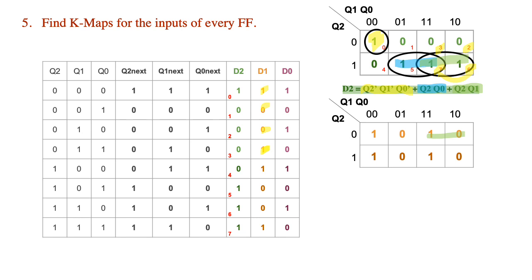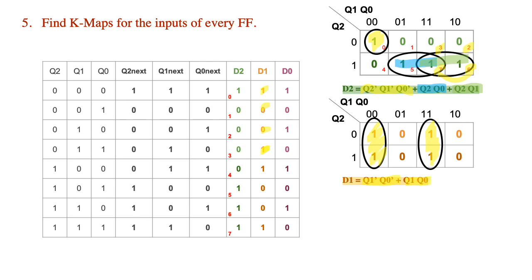Now, going back to the K-map of D1, we can group the ones that we have. We can group these two together and these two together. This will result in a Boolean expression for D1, so that D1 is going to be equal to Q1 bar and Q0 bar, or Q1 and Q0.